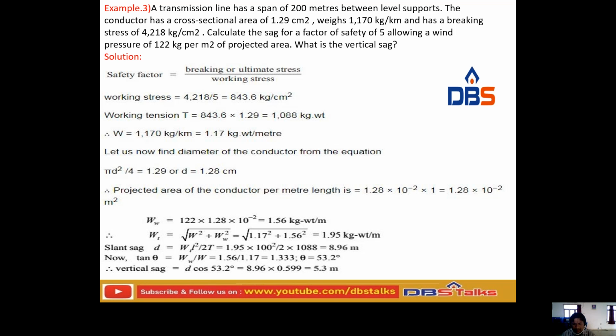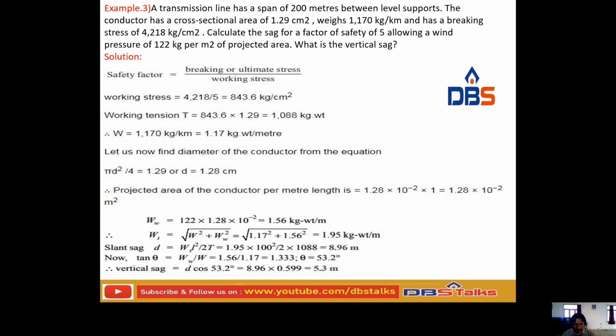This is an important problem. They asked it in the previous paper also. First, we have to find the safe working stress from the safety factor. From that working stress, multiply with cross-section area, we get the tension, and then the weight, given per kilometer, we get per meter by dividing by 1000, giving the weight of the conductor. Then the diameter of the conductor comes from the given cross-section area, pi by 4 d squared, that is equal to 1.29. So from that we determine the diameter 1.28 centimeter.